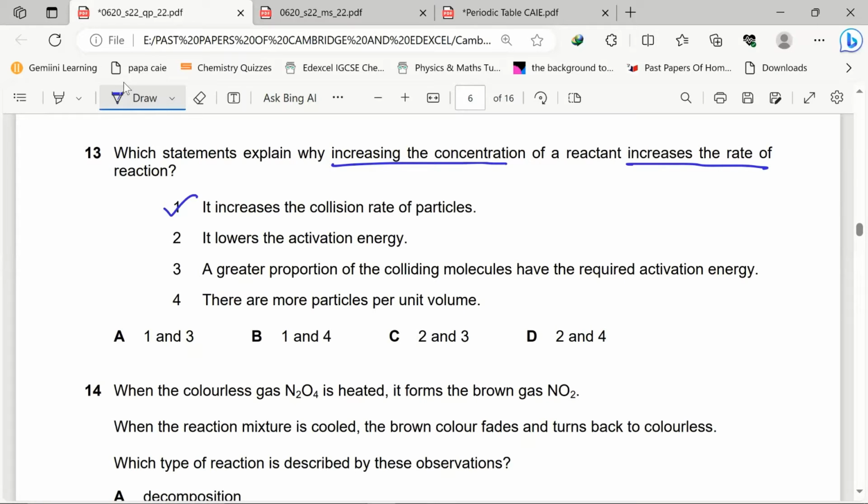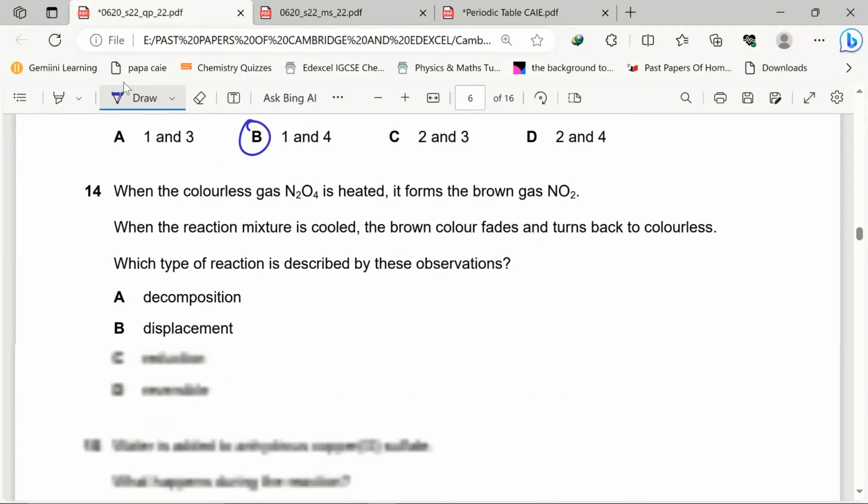It lowers the activation energy. This goes with catalyst. Catalyst lowers the activation energy. A greater proportion of colliding molecules have the required activation energy. It's not greater proportion, rather it's a greater number of particles that may cross the activation energy barrier. So 3 is not correct. And there are more particles per unit volume. This one is correct, since we have increased the concentration. So B should be the only correct answer for question 13.